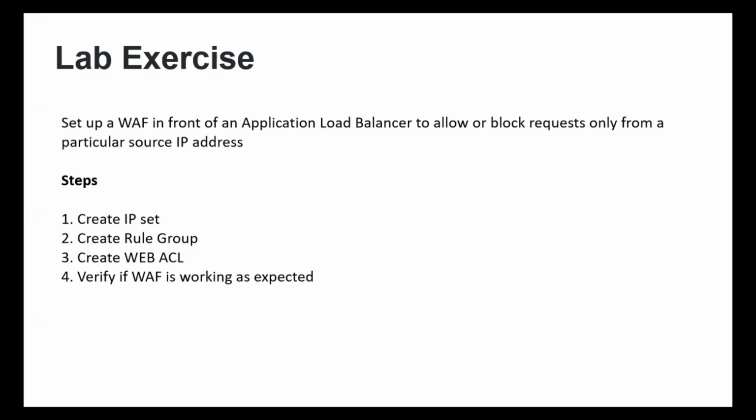This is a lab exercise: set up a WAF in front of an application load balancer to allow or block requests only from a particular source IP address. This is the main scenario here. So we will be setting up a WAF in front of an application load balancer to both allow or block the request coming from a particular source IP address. So how do we do that? What are the various configurations we need to do to make it happen? These are the steps that I'm typically going to do.